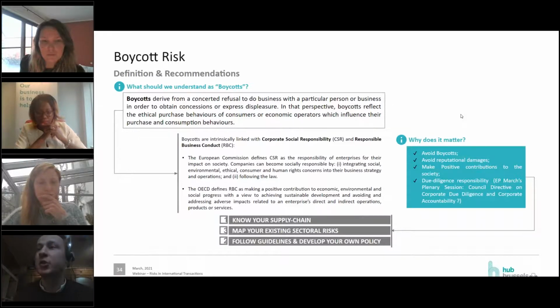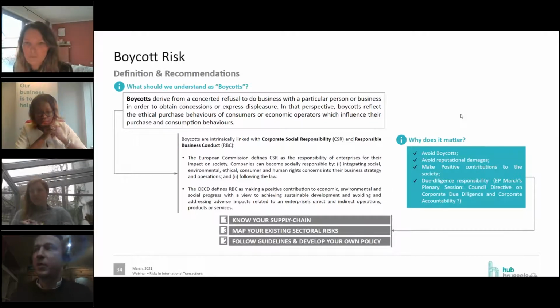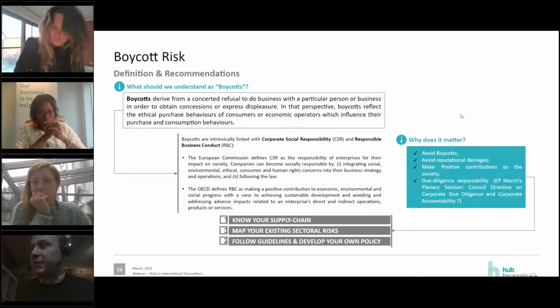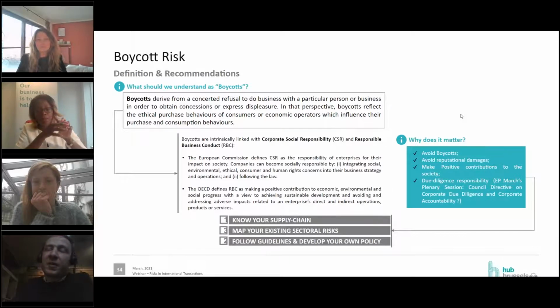I mean, how should we define boycotts? Boycotts derive from a concerted refusal to do business with a particular person or business in order to obtain concessions or express displeasure. This is exactly what Arab states did when promoting a boycott against French products. In that perspective, boycotts really reflect the ethical purchase behaviors of consumers or economic operators, which influence their purchase and consumption behaviors.